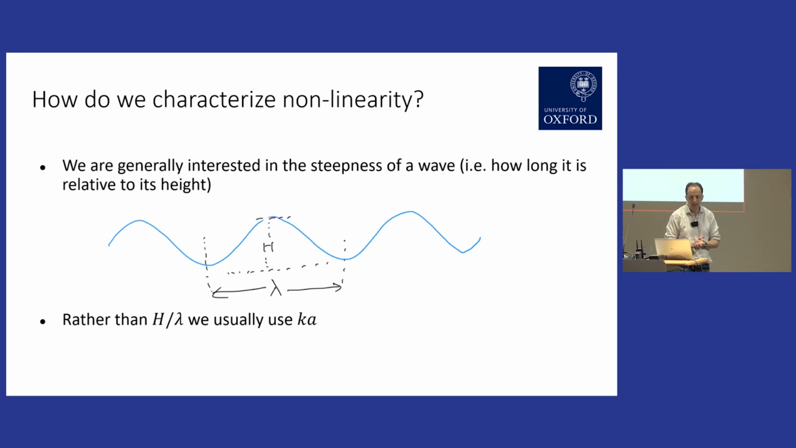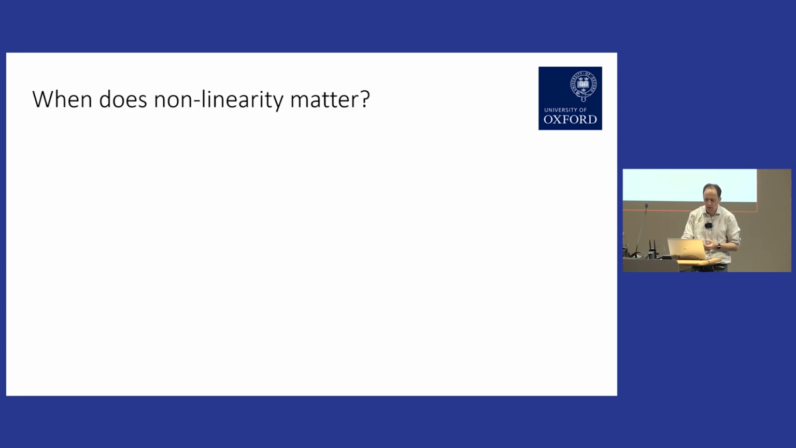So what we're really going to be interested in is the ratio of the height to the length of the wave. But for mathematical reasons, rather than using the height, or the amplitude to wavelength, we usually use the wave number times the amplitude. At least that's what I'm going to use here. That's just more mathematically convenient. Hence, we tend to use that.